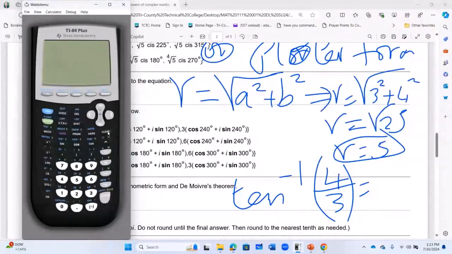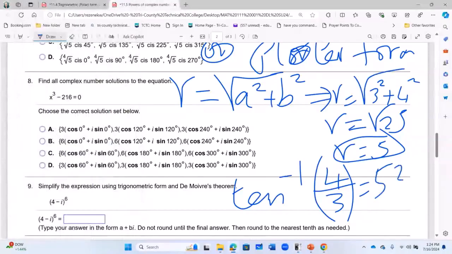So, reference angle in the third quadrant. I'm going to find that quickly. Tan inverse of 4 divided by 3, by the way, is my mode in degrees? I think it is. Yes. Okay, so 4 divided by 3, close parenthesis. When I hit enter, I have 53 approximately. Let's make it 53 only.